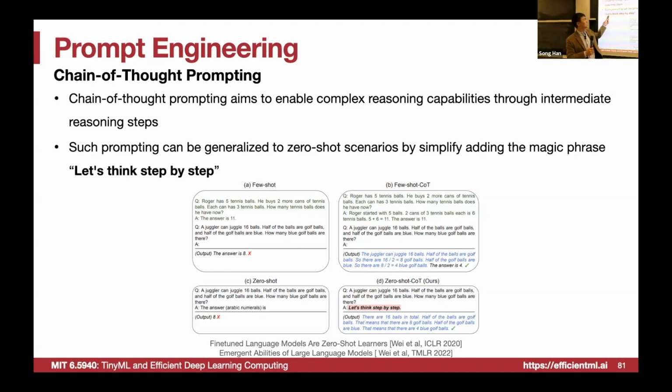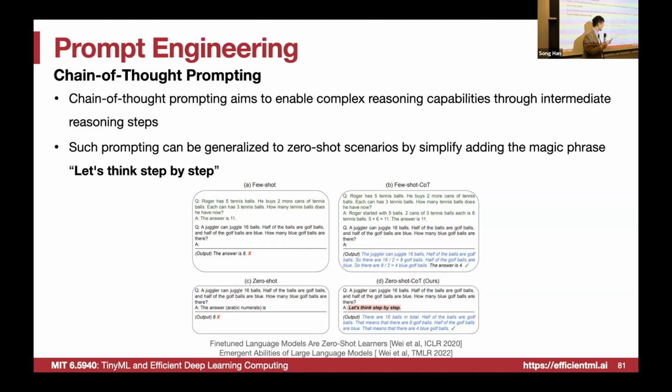Such prompting can be generalized to zero-shot scenarios by simply adding the magic phrase, let's think step by step, which is pretty interesting. For example, this is actually a zero-shot case rather than the few-shot case. We're not providing an example, but directly telling it the task. A juggler can juggle 16 balls, half are golf balls, and half of the golf balls are blue. How many blue golf balls does he have? The answer is 8, which is incorrect.